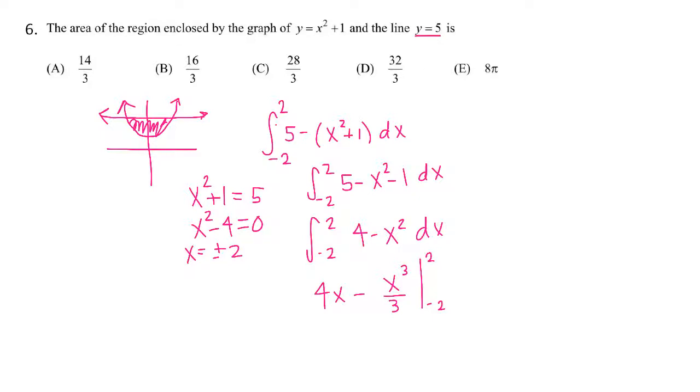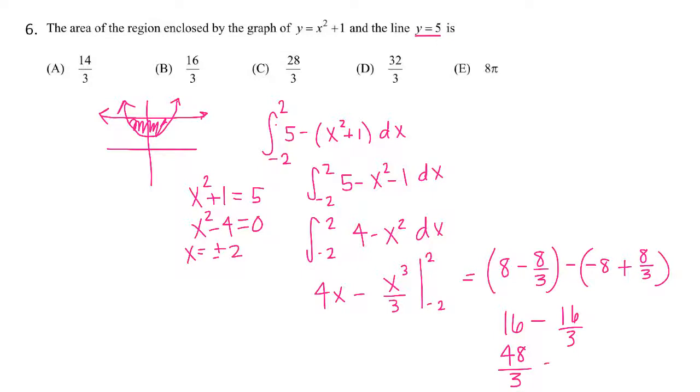So when we evaluate here, we're going to get 8 minus 8/3. So there's the top endpoint minus, and let's plug in the bottom endpoint, so negative 8. And then we're going to have minus, but then that's going to be negative 8/3, so positive 8/3. And so we're going to end up with 16 minus 16/3. 8 and 8, 16. All right. So common denominator is 3, so that 16 goes to 48/3 minus 16/3. So that gives us 32/3, which is going to be answer choice D.